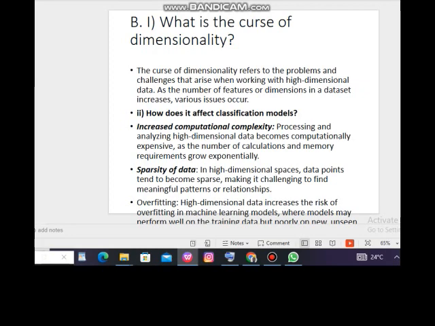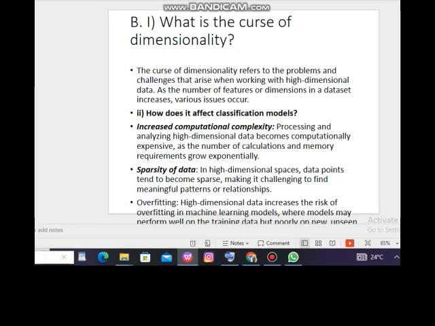So going on to the second question, in question 23, we have: what is the curse of dimensionality? The curse of dimensionality refers to the problems and challenges that arise when working with high dimensional data. As the number of features or dimensions in a dataset increases, various issues occur. How does it affect classification models?